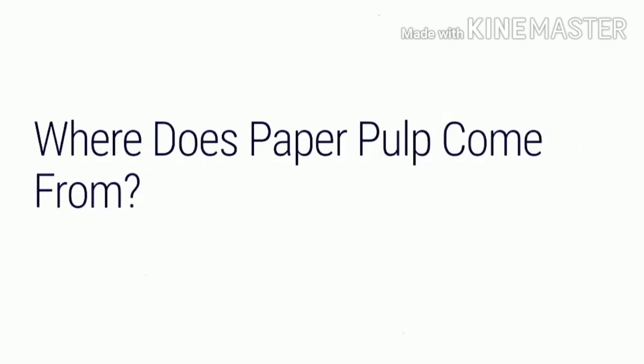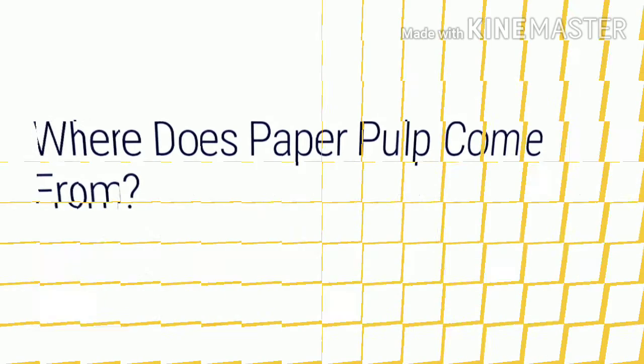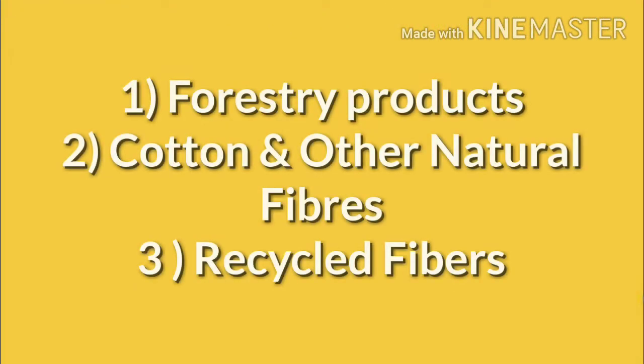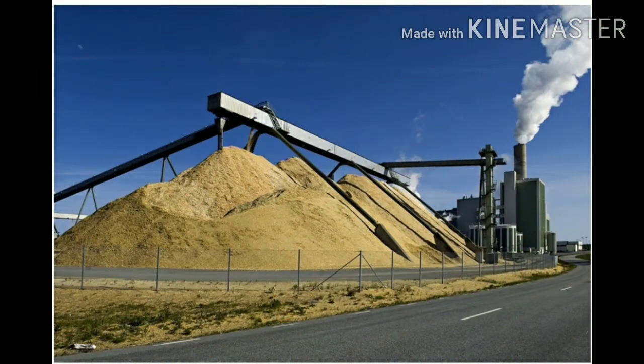Where does paper pulp come from? Paper pulp comes from forestry products, cotton and other natural fibers, and recycled fibers. Let's see one by one.